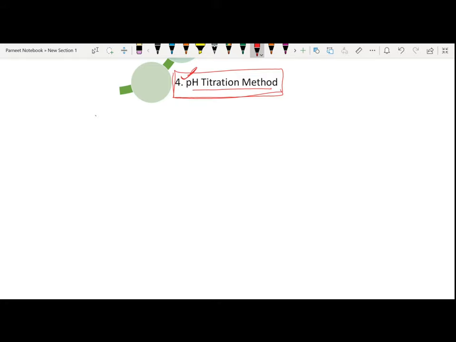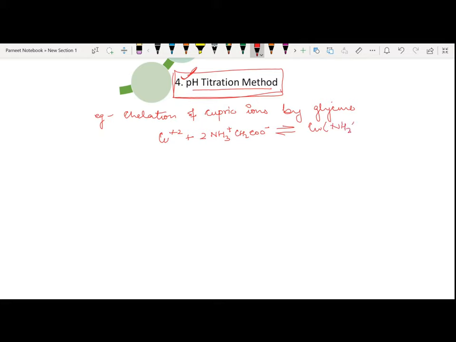We take the example of chelation of cupric ions by glycine. Cupric ion combines with two molecules of glycine to give us a complex, Cu(NH2CH2COO)2, and two protons, H+.